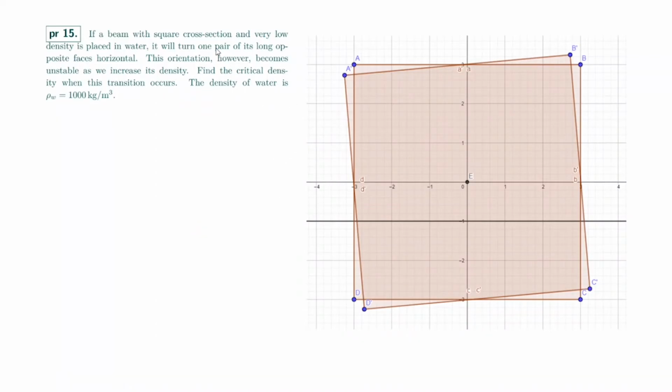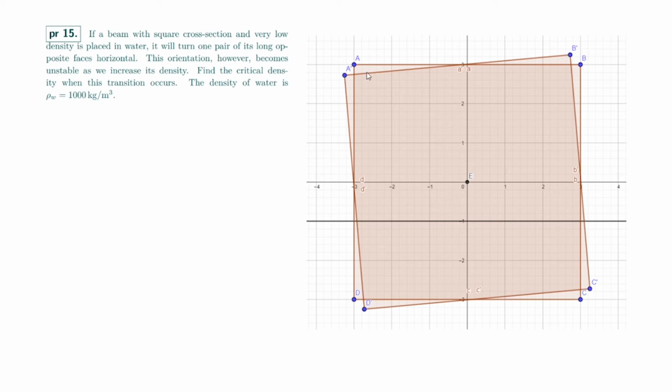And yeah, let me read it. If a beam with square cross-section and very low density is placed in water, it will turn one pair of its long opposite faces horizontal. This orientation, however, becomes unstable as we increase its density. Find the critical density when this transition occurs. The density of water is rho W equals 1000 kilograms per meter cubed.